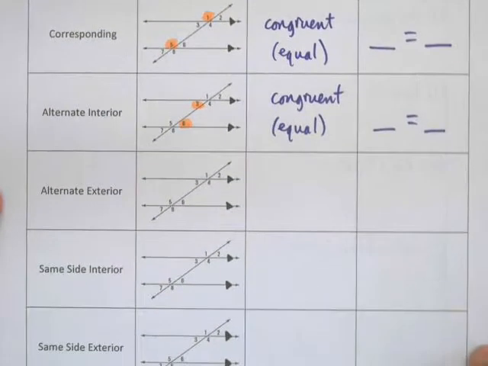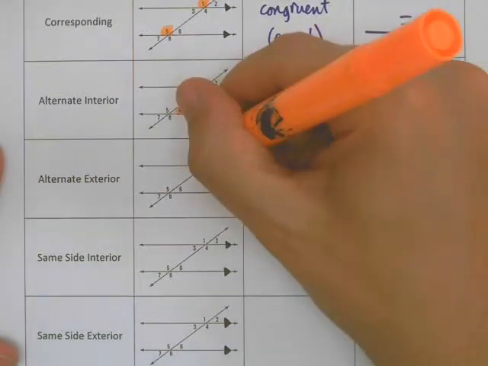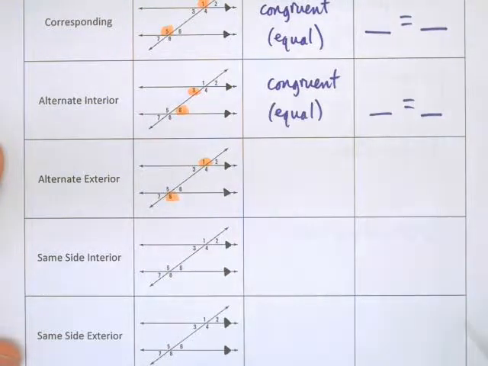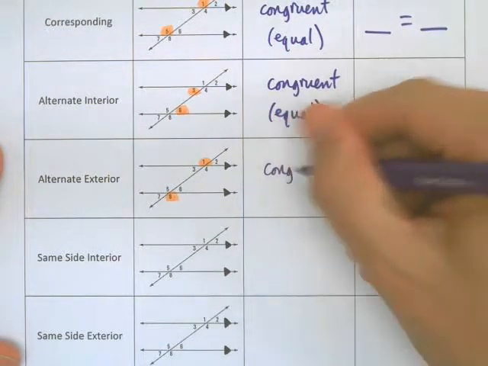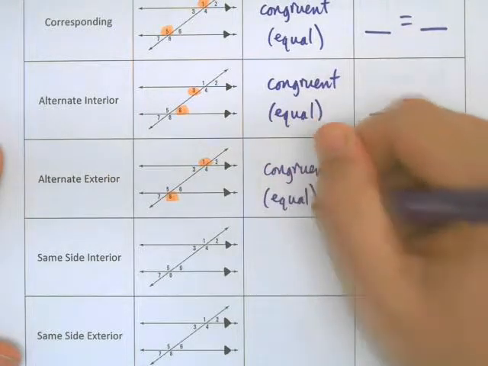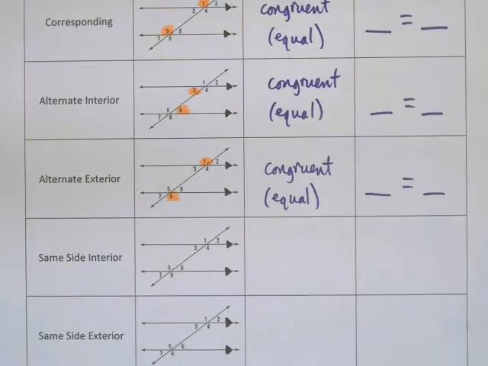Next up is alternate exterior angles. Alternate exterior angles might be like angle 1 and angle 8. Alternate exterior angles are congruent, so blank equals blank is the setup for those as well.